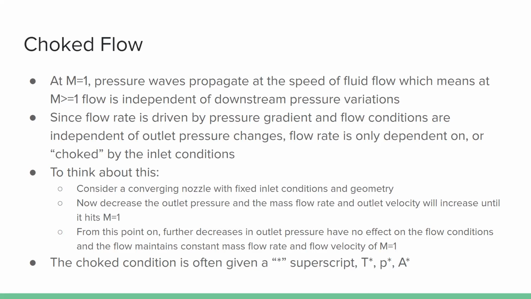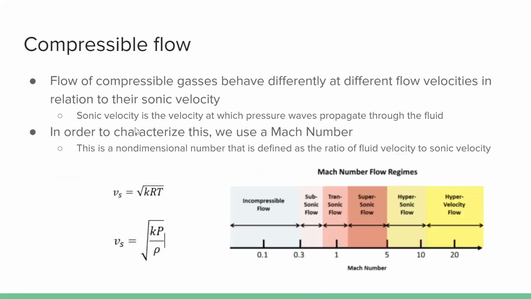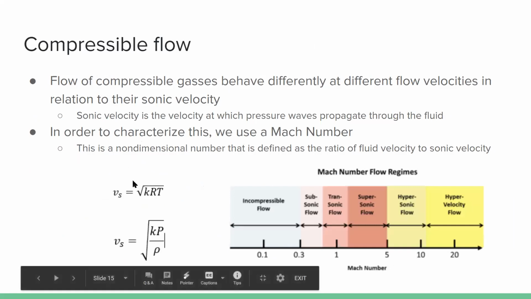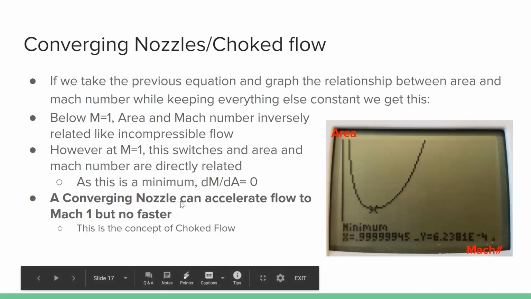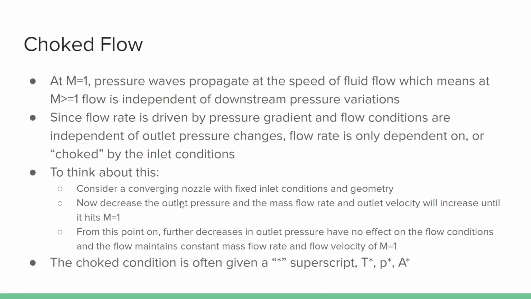No, you can't get it over Mach 1. But remember, the speed of sound and the Mach number are dependent on properties of the fluid. Here it's based on temperature. It can also be shown based on pressure and density. So it's kind of weird to think about. You can actually increase the velocity, but that's only because you're also increasing the speed of sound through the fluid.